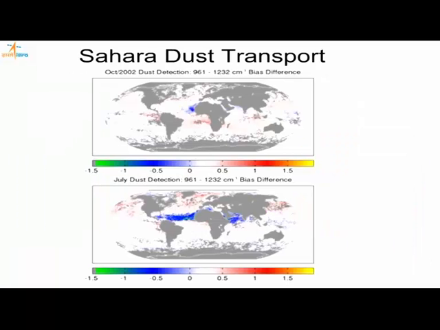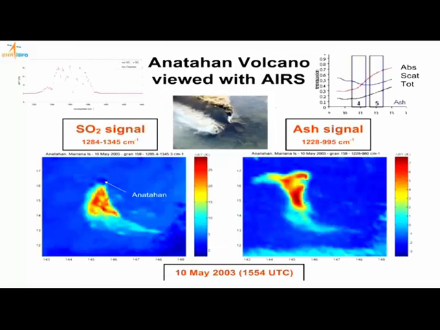These particles. Dust transport over oceanic region. This is Saharan dust which is transported over the oceanic region. So two typical cases we can detect from hyperspectral sounder. Then there is the signal for sulfate particles.